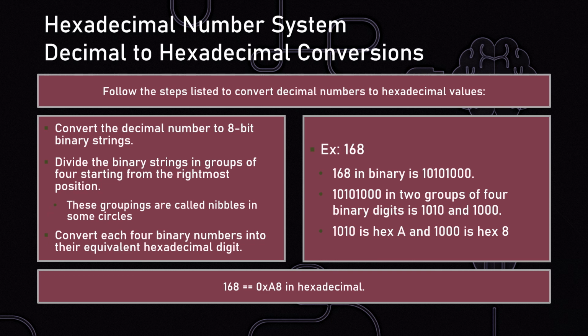These nibbles can be converted to their equivalent hexadecimal digit based on the table or based on the mathematical equivalence of the binary value. So 1010 is the same thing as saying 8 plus 2, which is 10. And remember, in hex, we start with the letter A after the number 9. So A is 10. And then 1000 is the same thing as saying 8 in decimal. And from 0 to 9, decimal and hex are equivalent.